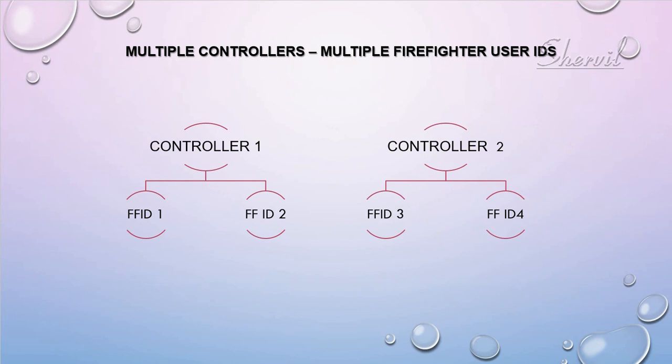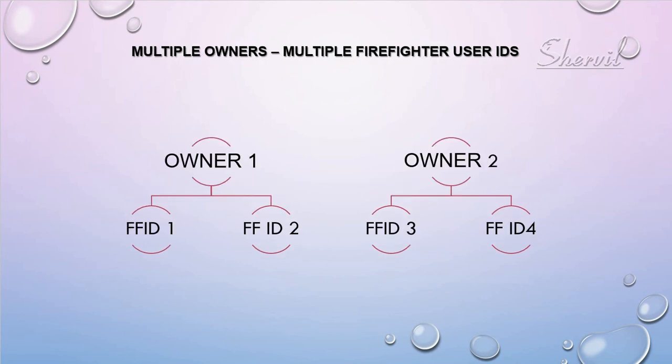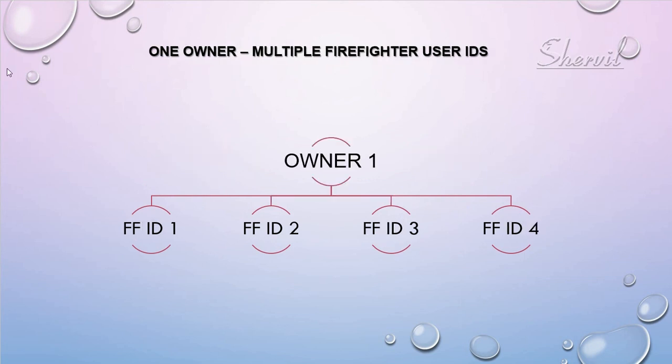For example, with controllers, again, you could have multiple controllers and they could own multiple firefighter IDs, or you could have only one controller owning multiple firefighter IDs, okay? Similarly, the owners. You can have multiple owners owning multiple firefighter IDs, and then you could have one owner who could own multiple firefighter IDs. So these are some of the things that you need to understand before you start implementing or configuring the EAM tool in SAP GRC.